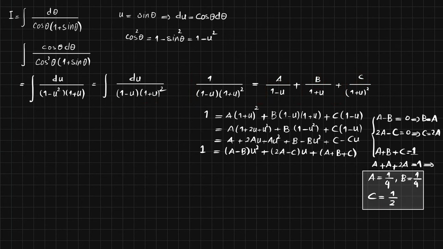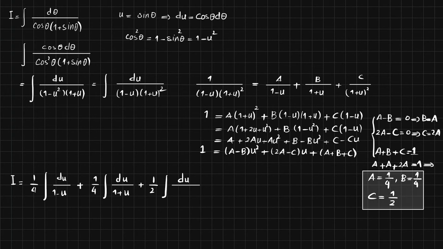So the integral I that I'm looking for becomes a, which is 1 over 4, integral du over 1 minus u. The next one is b. b is also 1 over 4, so it becomes 1 over 4 integral du over 1 plus u. And finally, I have c, which is 1 over 2, integral du over 1 plus u squared.